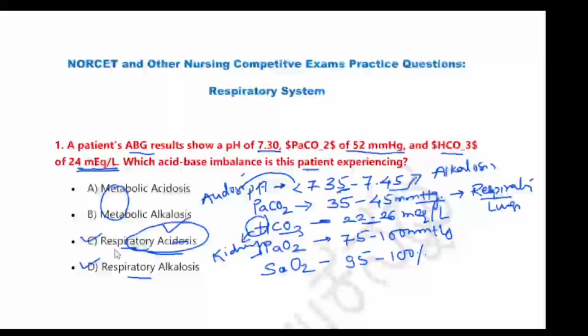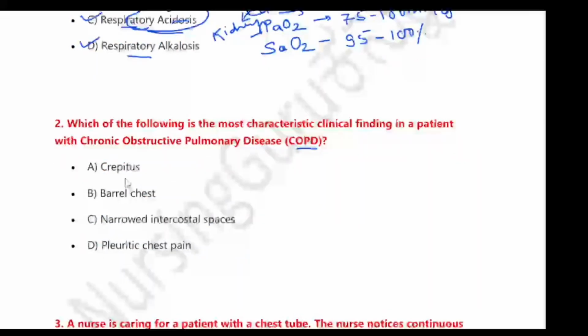Which of the following is the most characteristic clinical finding in a patient with chronic obstructive pulmonary disease, that is COPD? In state level exams they may ask expand COPD or what is the long form of COPD, like this. Here what they have asked, what is the most common characteristic clinical finding of patients with COPD?